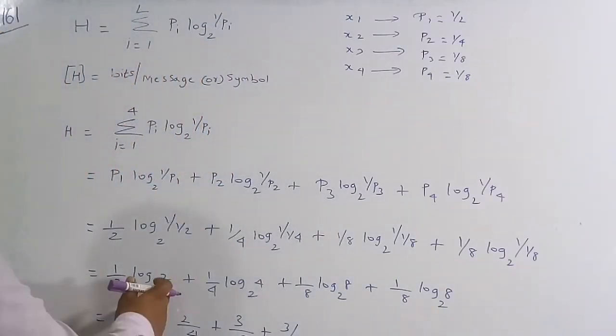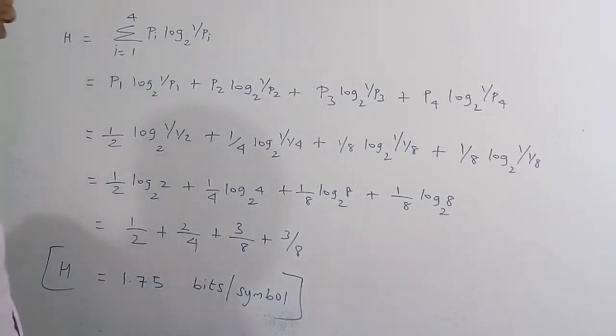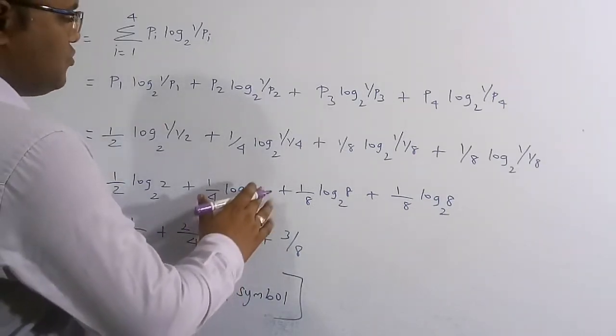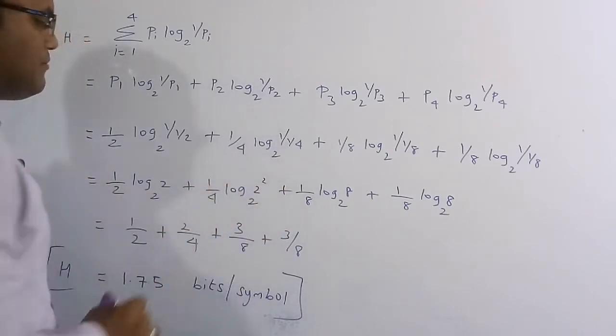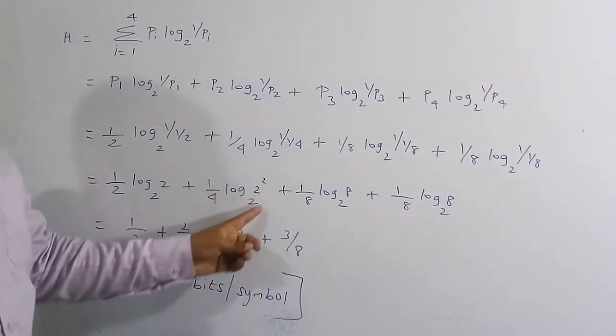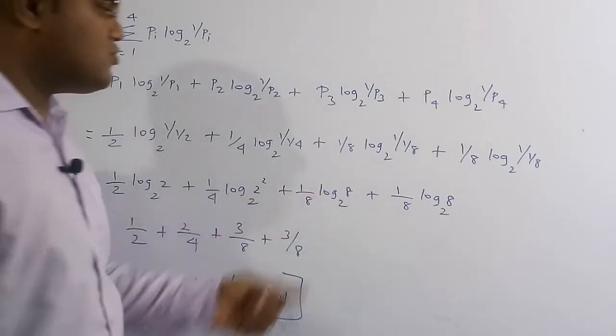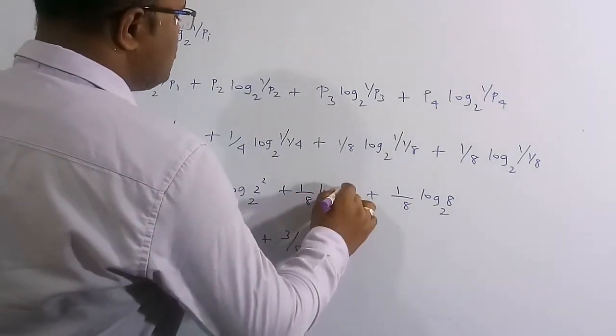So here log 2 base 2 is going to have the value 1. See, log 4 with base 2, so we can expand this 4 in terms of 2, which is 2 square. So this 2 is going to come here, so 2 by 4, again log 2 base 2 is 1. So similarly here also, 8 we can represent by 2 to the power of 3.